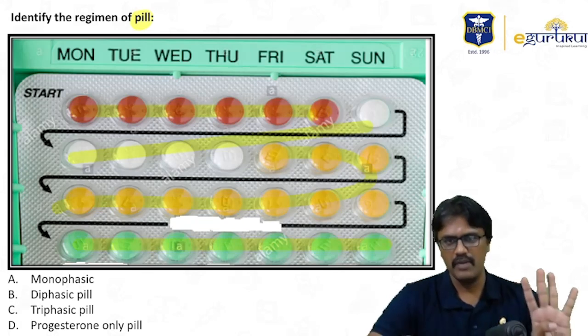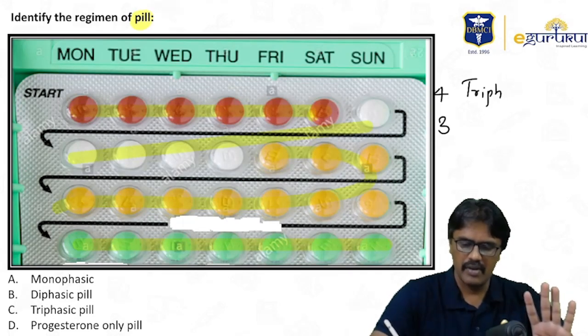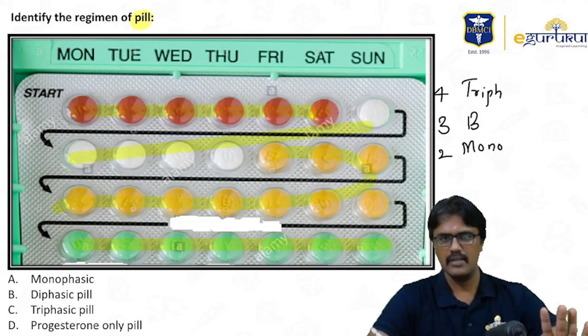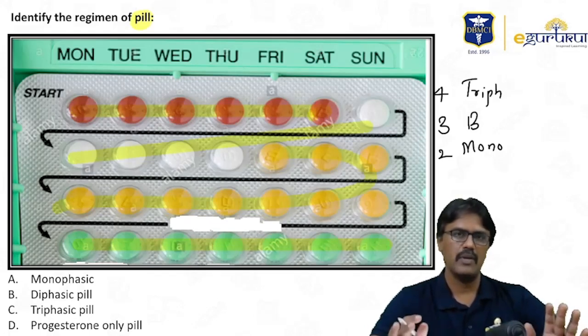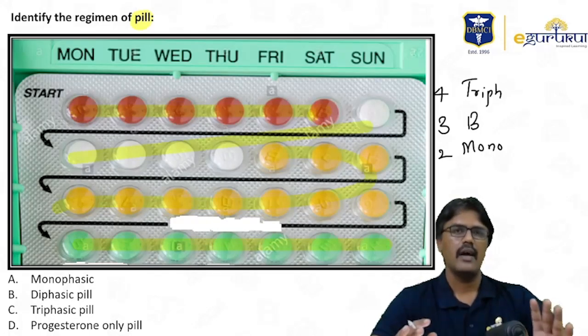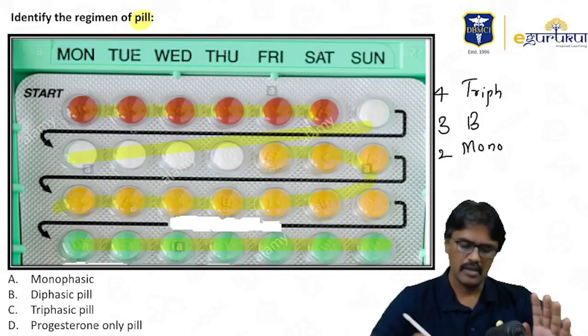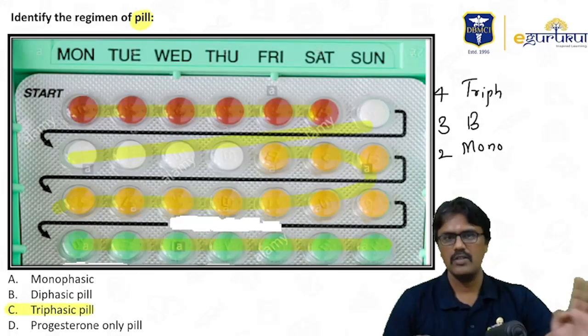So if there are 4 different colors, then it is triphasic. If it is 3 different colors, it is a biphasic pill. If it is 2 different colors, then it is a monophasic pill. This is the clue for your exams. Now, the reason why we give phasic pills is to prevent breakthrough bleeding and also to stop the spotting. So this is the reason. Remember, 4 different colors, it is a triphasic pill used as an oral contraceptive.